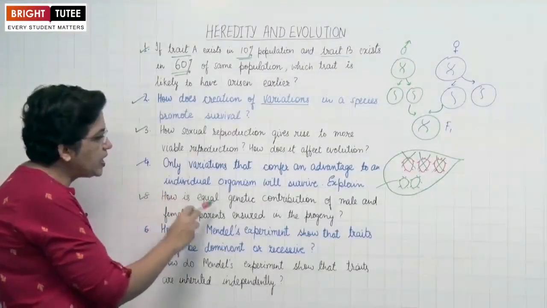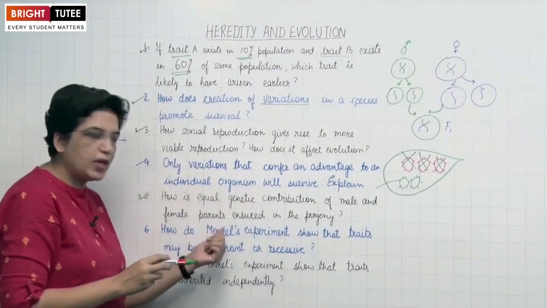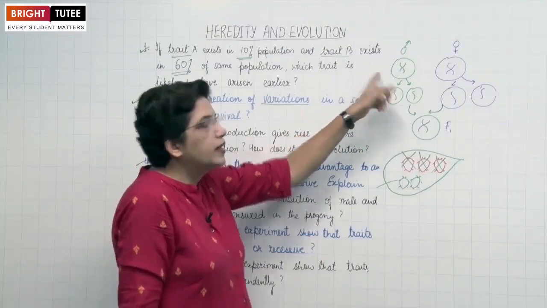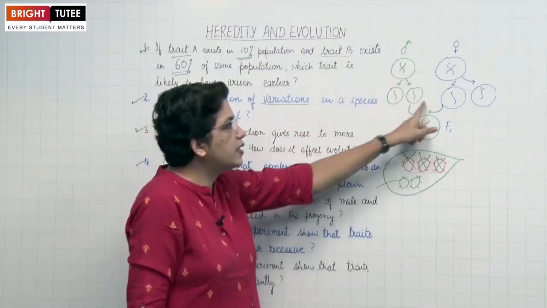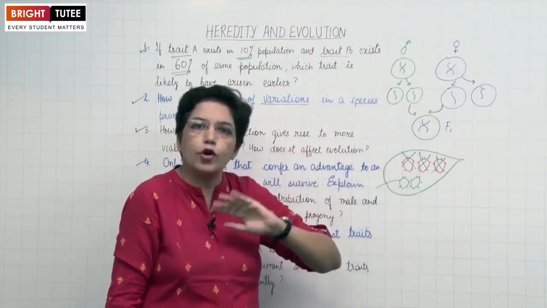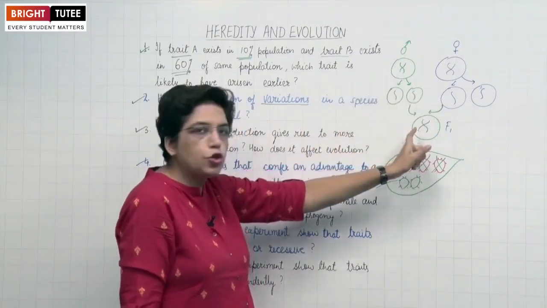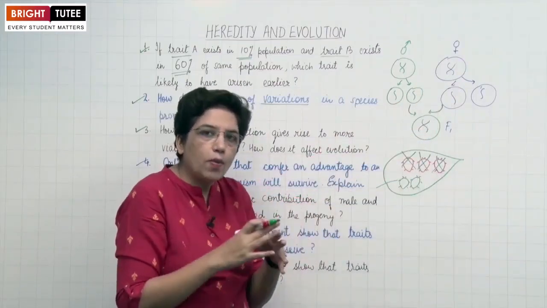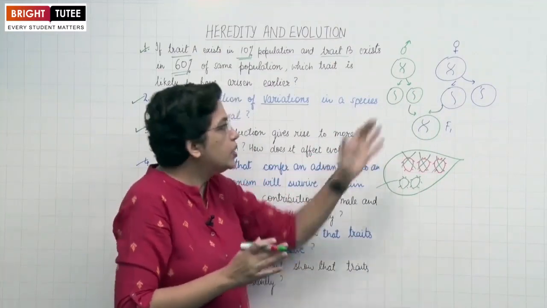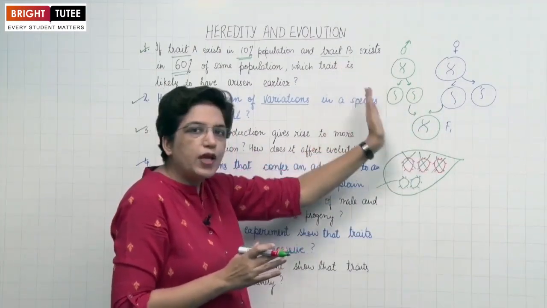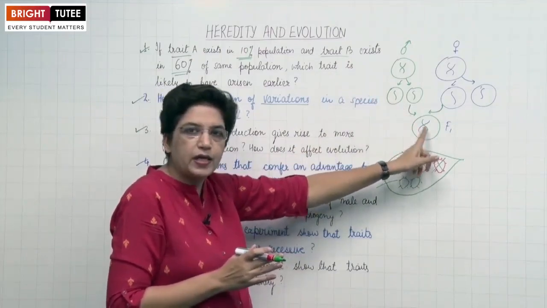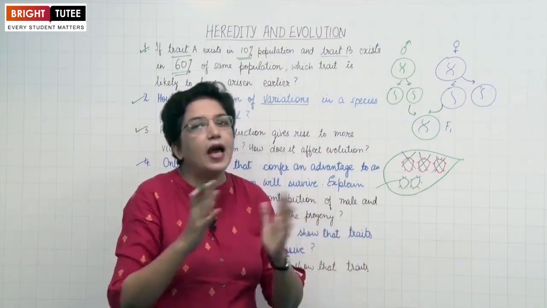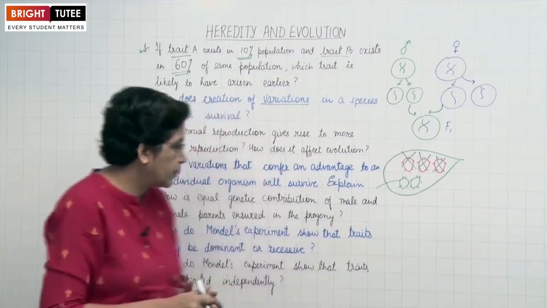Next question. How is equal genetic contribution of male and female parent ensured in the progeny? In sexual reproduction, I told you that firstly gametes are formed. These gametes contain half the number of chromosomes. Half the chromosomes from the male and half from the female fuse together and a recombination of genes occurs. So in sexual reproduction, 50% of the chromosomes are from the male parent and the other 50% are from the female parent. So there is equal contribution of male and female in sexual reproduction.